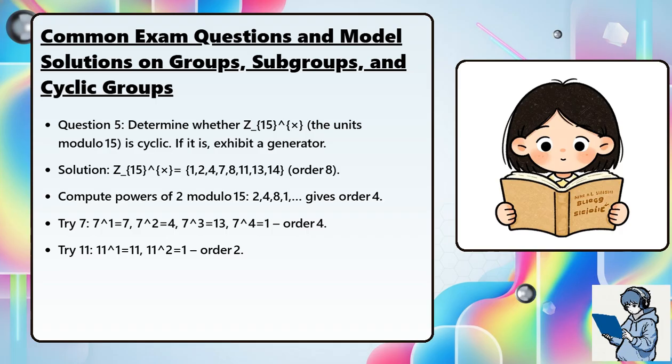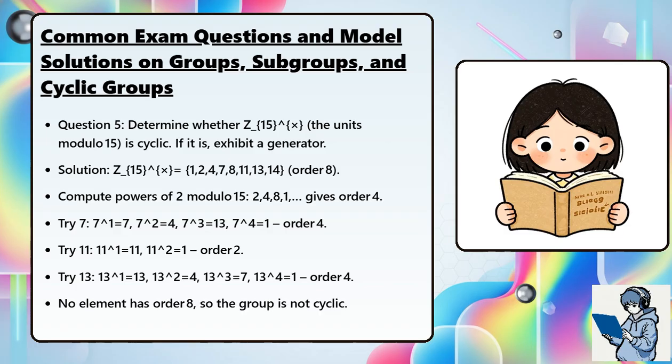Try 11. 11^1 = 11, 11^2 = 1, order 2. Try 13. 13^1 = 13, 13^2 = 4, 13^3 = 7, 13^4 = 1, order 4. No element has order 8, so the group is not cyclic. It is isomorphic to Z4 cross Z2.